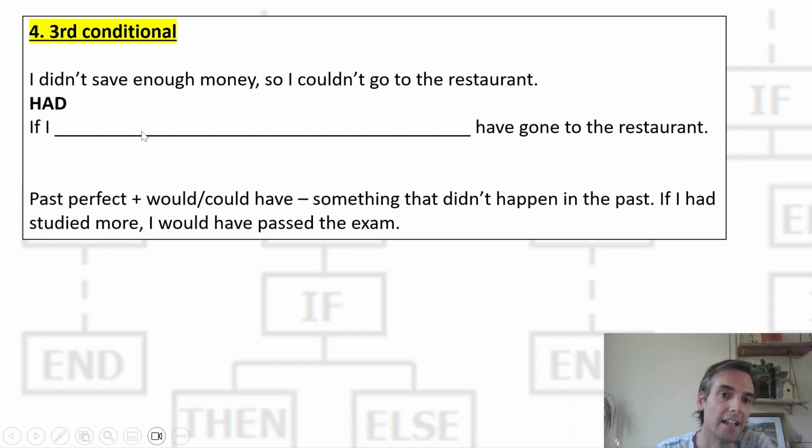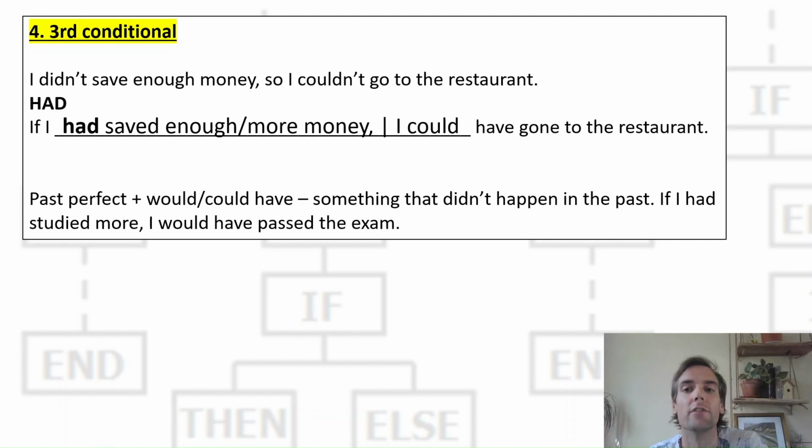So apply that to this question. If I had saved enough money, I could have gone to the restaurant. Or I had saved more money. The idea is the same. Sometimes there'll be a couple of options, but as long as you've got the main idea the same, you'll get the 2 marks. So third conditional, very possible on the exam as well. Very formulaic. Quite an easy question for if you get one on part 4.